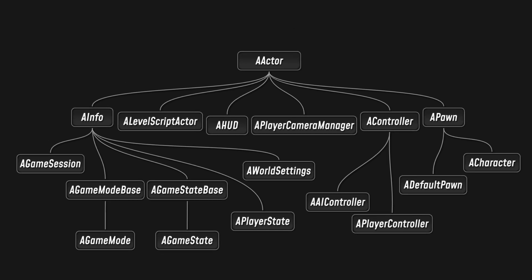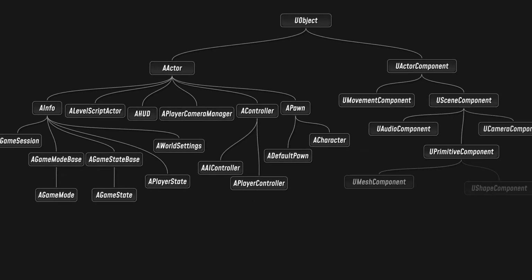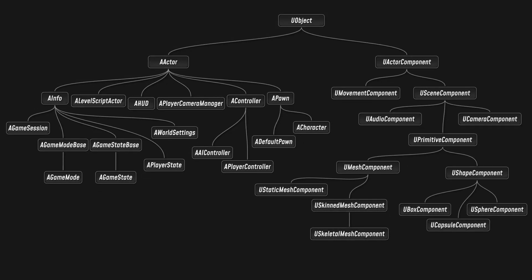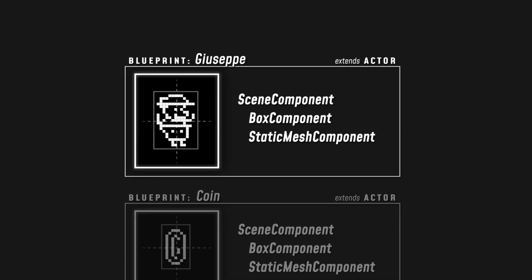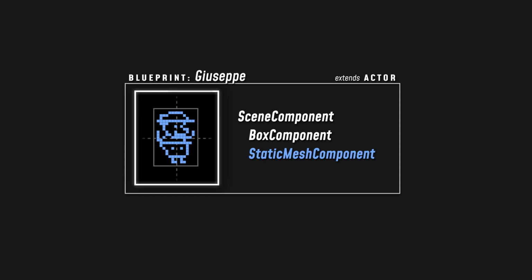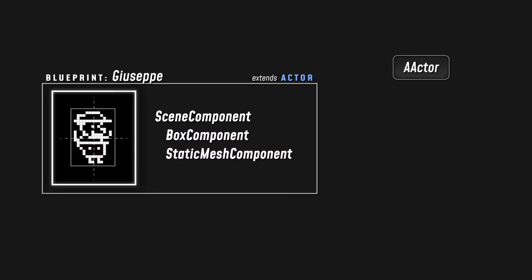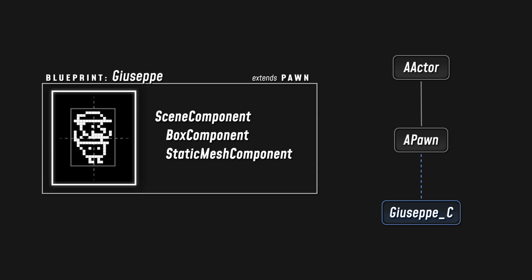This might be a little jarring coming from Unity, the fact that there are two separate inheritance hierarchies at play when it comes to game objects. So in our earlier example, our player has a static mesh component and a box component, and it is in fact a kind of actor, but it's a specialized type of actor called a pawn. And as a pawn blueprint, ipso facto, it's also a specialized type of pawn called Giuseppe.